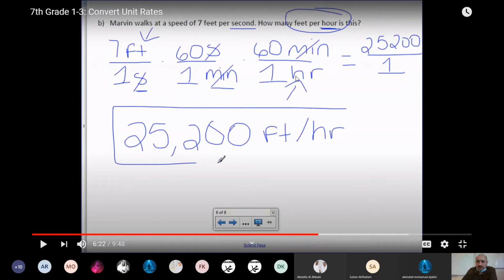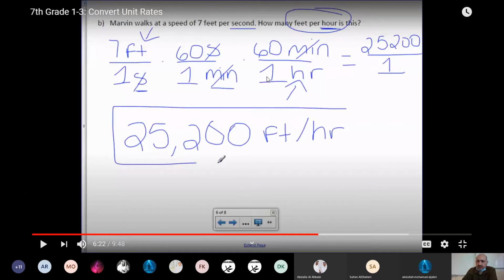Now each 1 hour equals 60 minutes. Now we have minute down and minute up, so we can cancel minute with minute. Look now, up we have 7 times 60 times 60, which equals 25,200. And down we have 1 times 1 times 1, which equals 1.